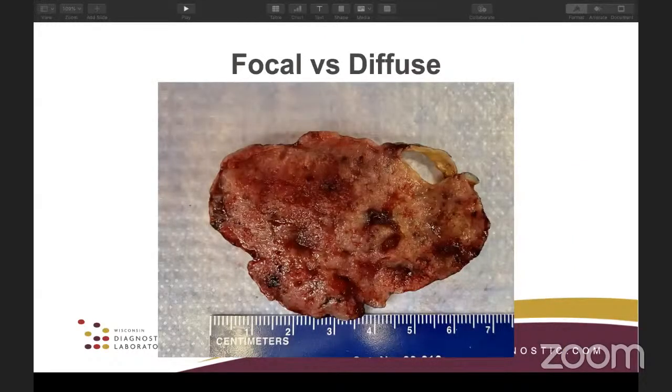All right, now a couple other good words to use when you're describing are focal and diffuse, and I'll give you two examples of those. So this is an example of focal. This is a gastrointestinal stromal tumor, one slice from that. And you can see, for the most part, it's kind of pink tan to red, right? But it has those little dots of hemorrhage. So those are focal hemorrhagic areas, or you can say foci of hemorrhage if you want to be really fancy. And those are important to note.